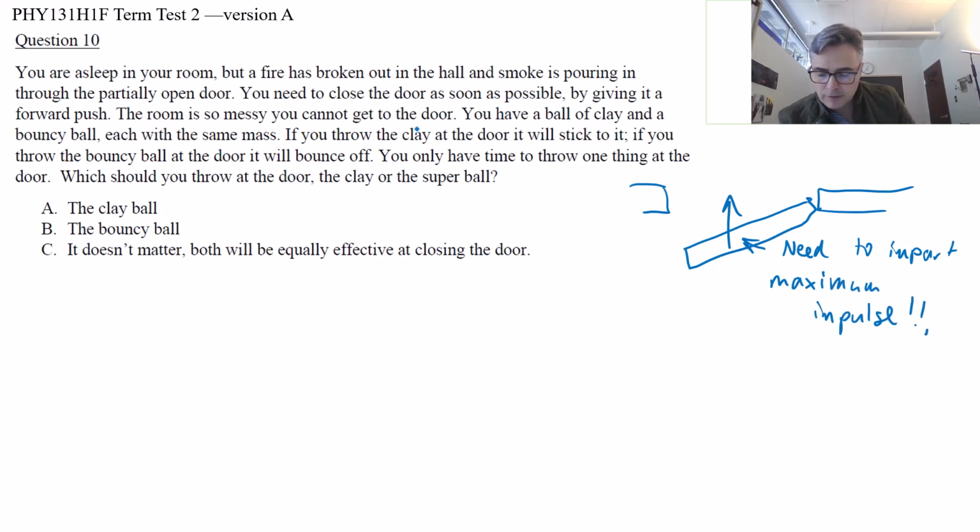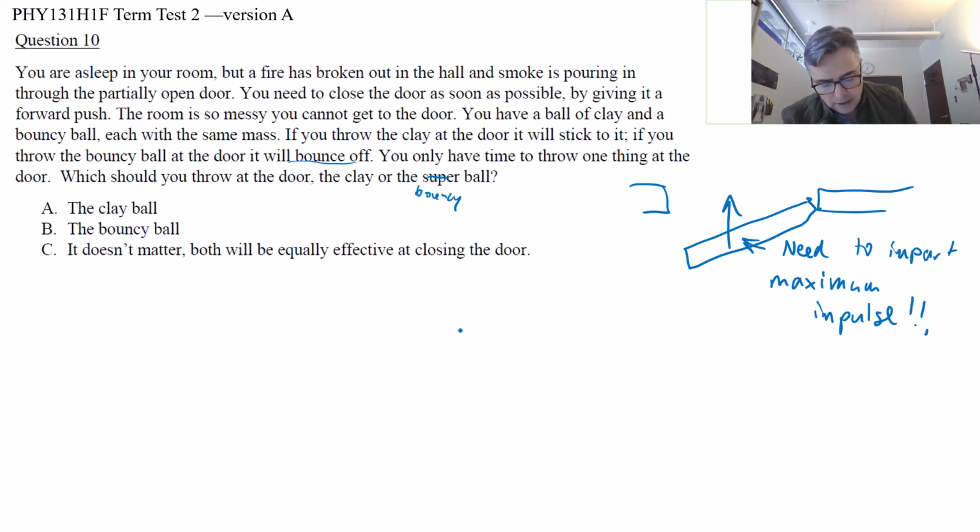You have a ball of clay and a bouncy ball, each of the same mass. If you throw the clay at the door, it will stick to it. If you throw the bouncy ball, it will bounce off. You only have time to throw one thing at the door. Which should you throw, the clay or the bouncy ball?